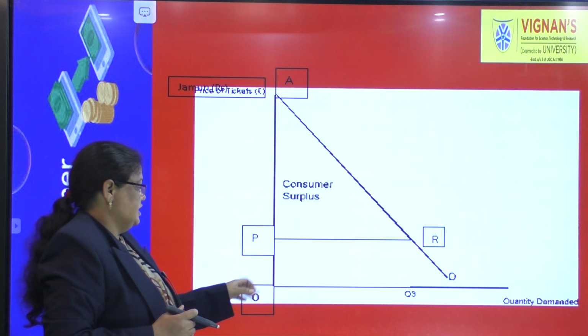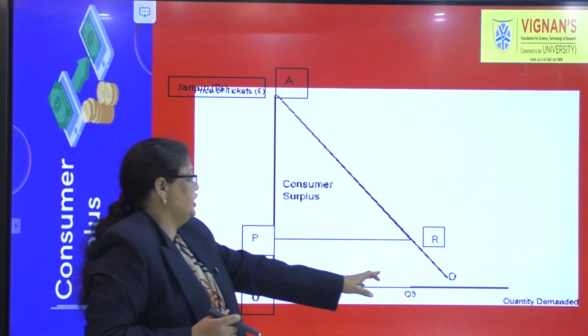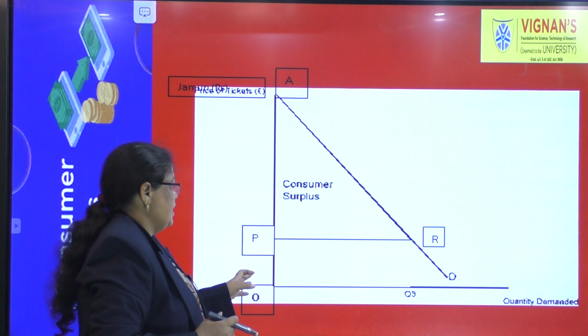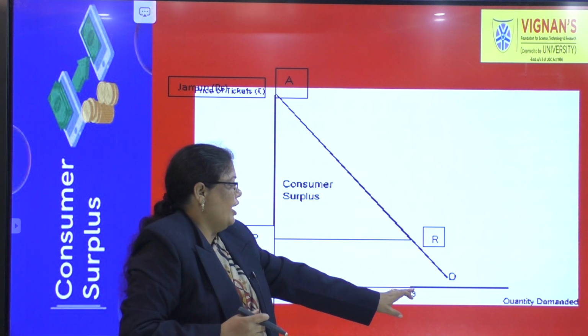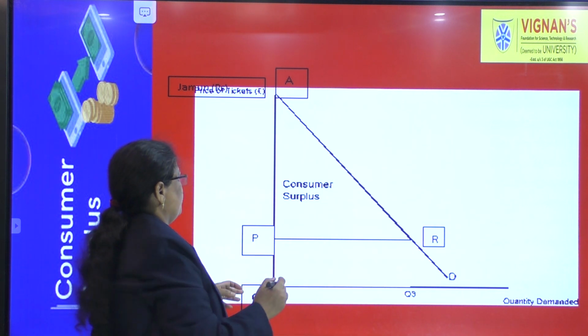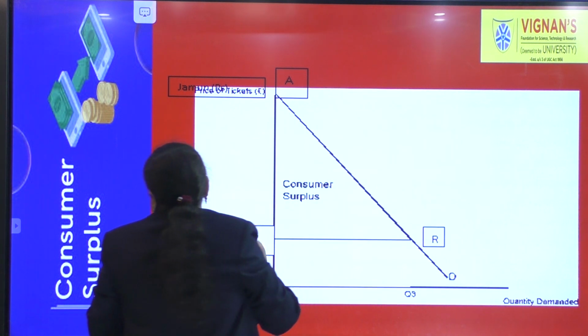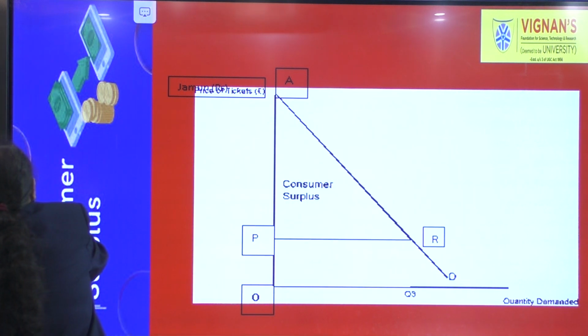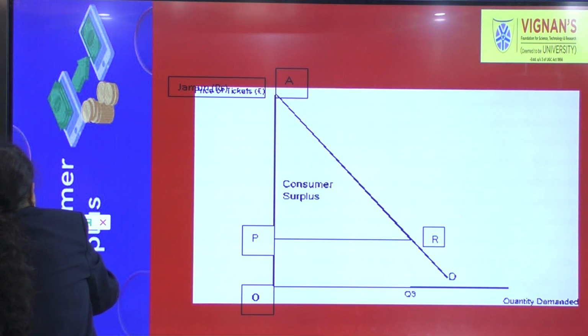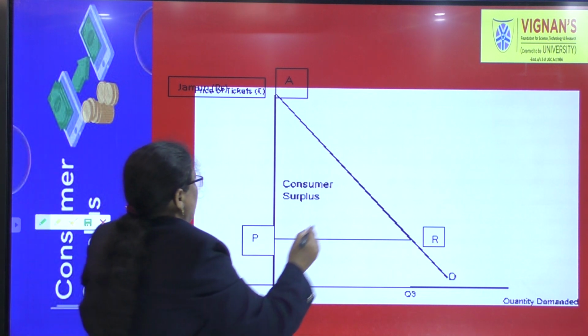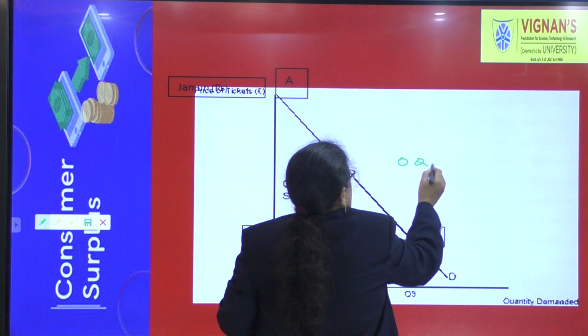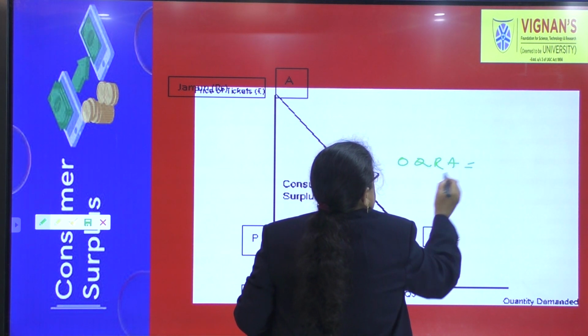OP is the price level, OQ is the quantity demanded. At OP price, the quantity demanded is OQ. OQRA is the total surplus, sorry, total satisfaction. OQRA is the total satisfaction.